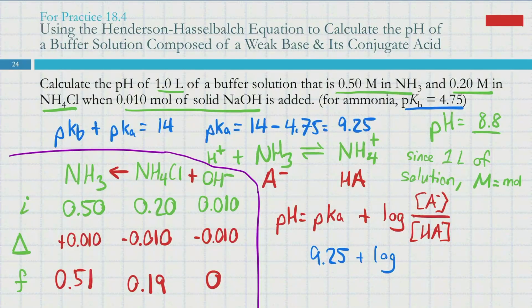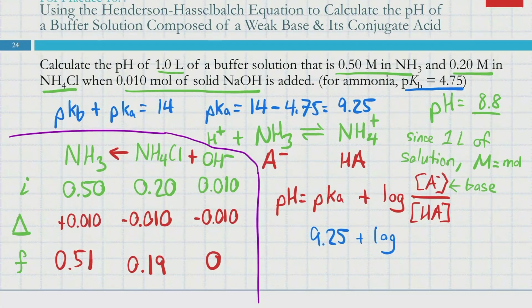What number are we putting in for A minus? A minus is a base. And in our table, NH3 is the base, so we're going to put the 0.51 on top. That means we're putting the 0.19 on the bottom. And you should get a value of 9.68.